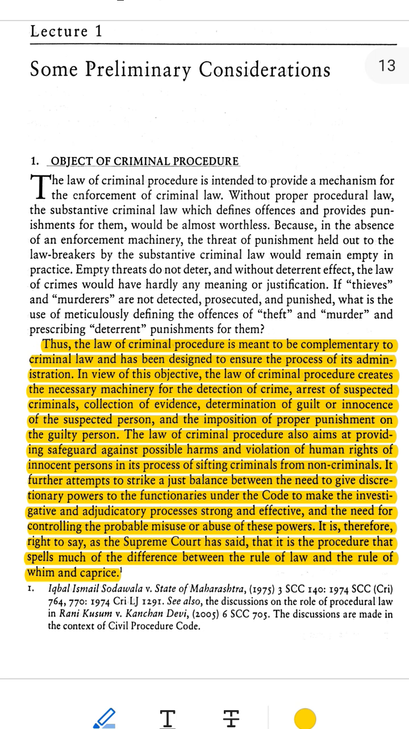Step 5. Punish the guilty. If the judge says the person is guilty, they get punished. Example, a thief might go to jail. Someone who damages property might have to pay money as compensation.